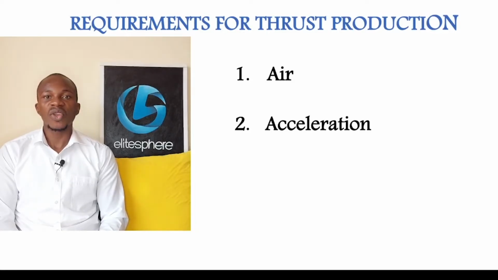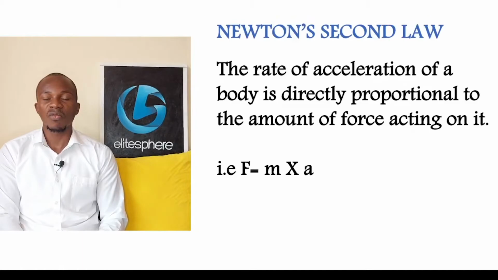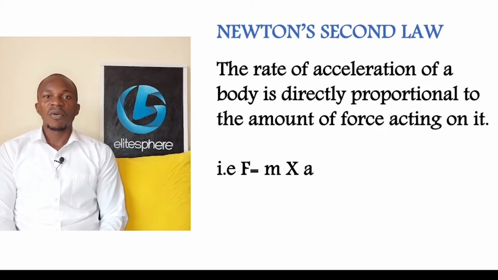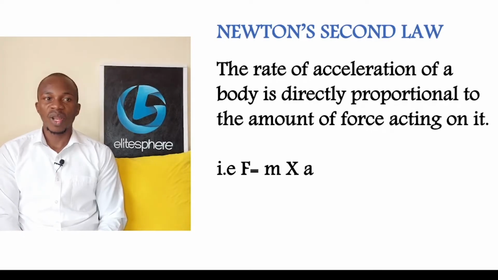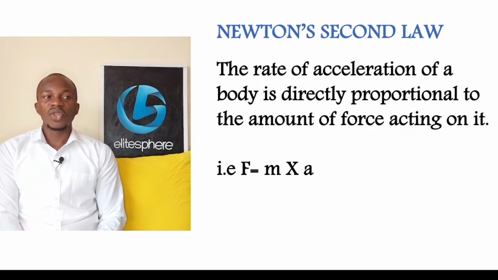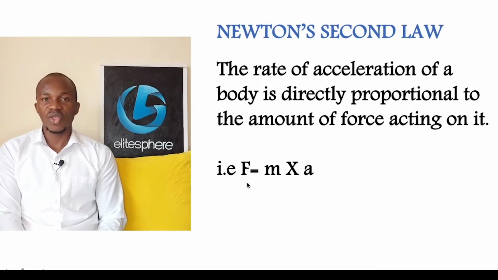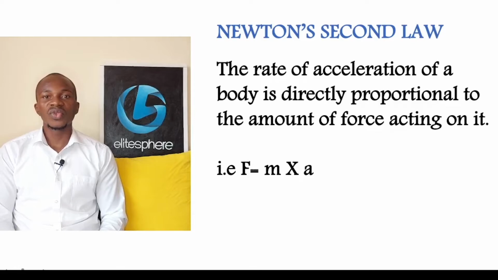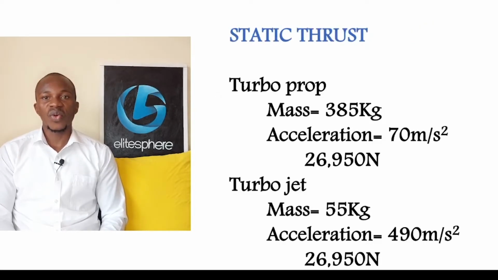Generation of thrust or thrust production is based on Newton's second law of motion. This law states that the rate of acceleration of a body is directly proportional to the force applied and acts in the direction of the force applied. By this definition, we can generate this formula here. Force is equal to mass times acceleration. I will use the following example to illustrate this second law of motion and how it applies to thrust production on an aircraft.